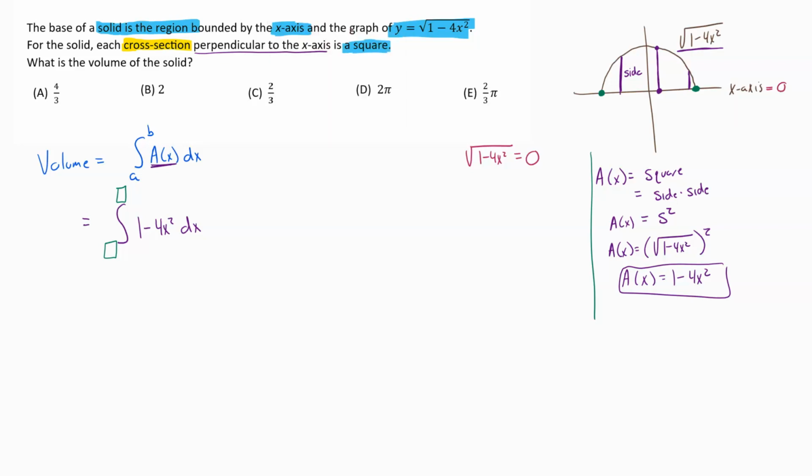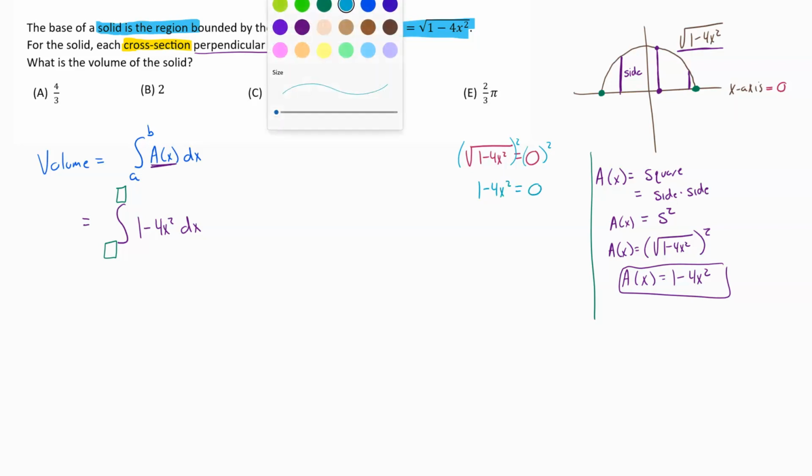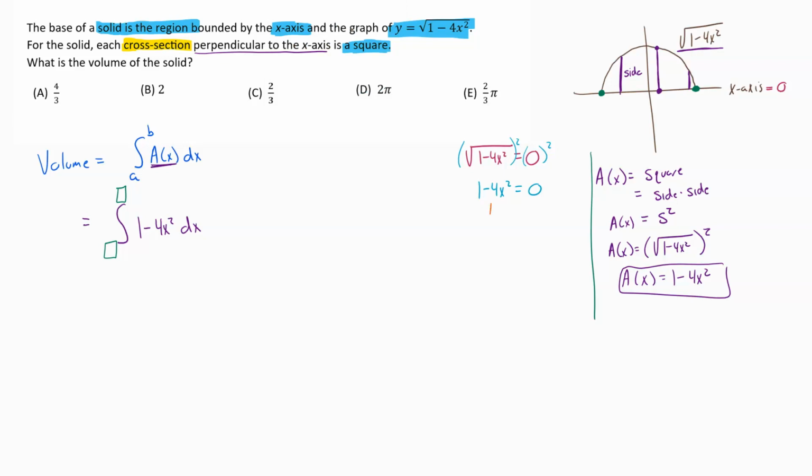So I'll start off by squaring my square root to cancel that out. I'll square both sides of that. Squaring the square root is going to get me 1 minus 4x squared equals 0. And then we're just going to keep solving this to get x by itself. Whenever I can make things positive, I'm going to. So I'll move that 4x squared over to the other side. I get 1 equals 4x squared. Then you'll go ahead and divide by 4, divide by 4. We get 1/4 equals x squared.